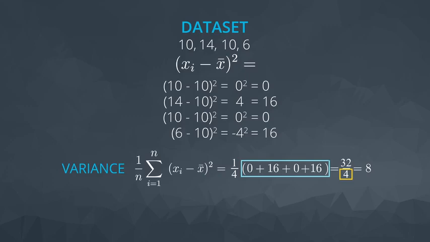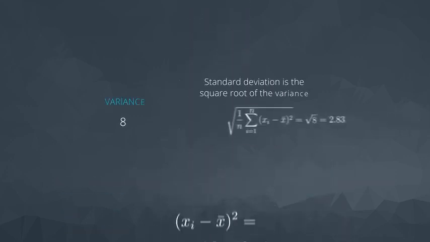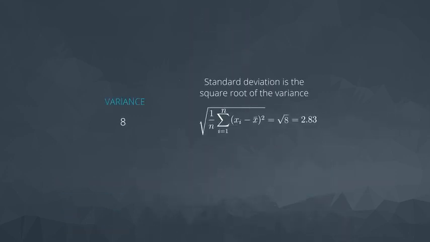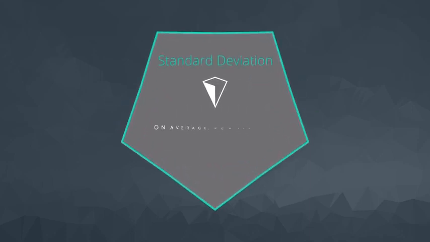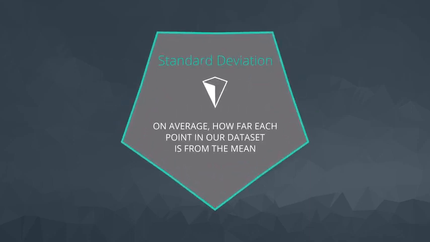However, this is an average of squared values, which we only did to get positive values in the first place. So to get our standard deviation, we take the square root of this ending value. Here, our standard deviation is 2.83. So this is, on average, how far each point in our data set is from the mean, which is the definition of the standard deviation.